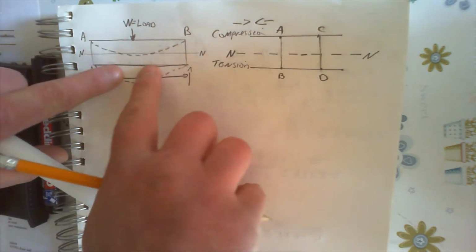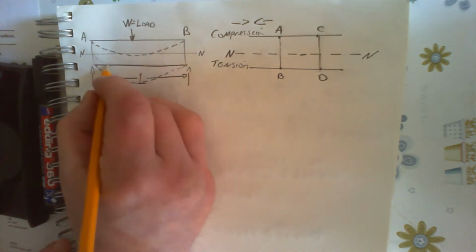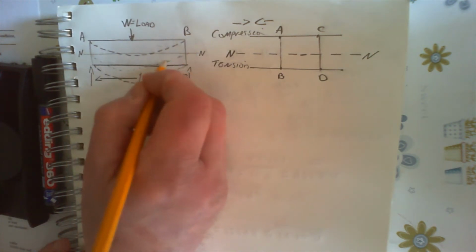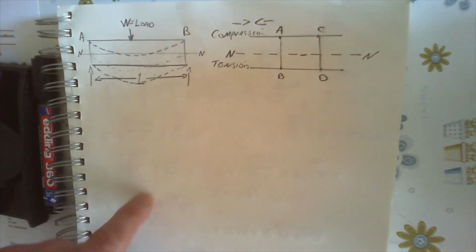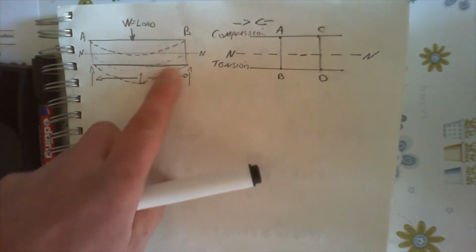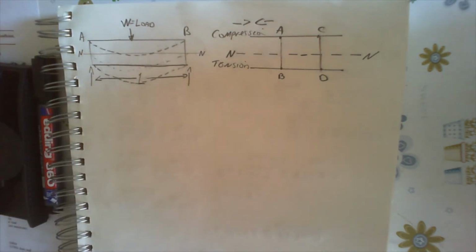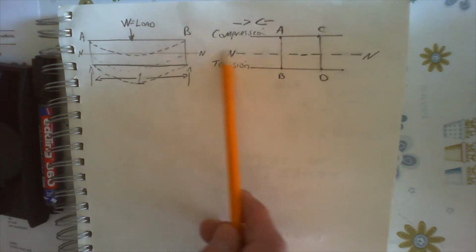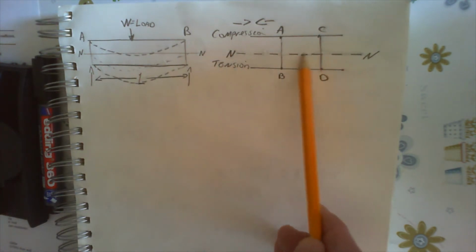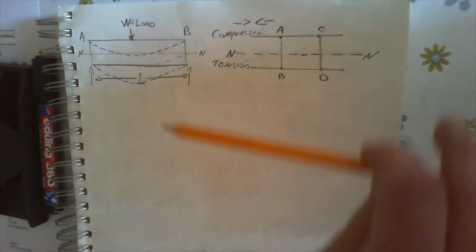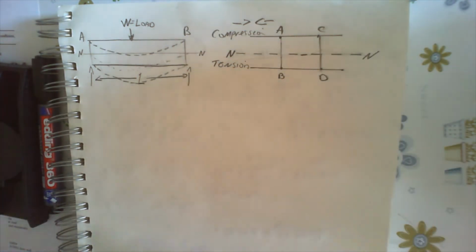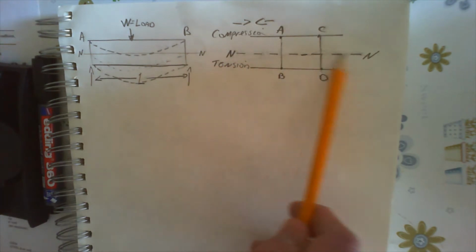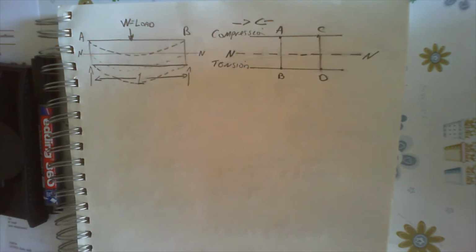The top is getting compressed together. We'll draw on the neutral axis on this one. It kind of looks like it changes length there, but we always have to assume the neutral axis doesn't change length, or we know it doesn't actually change length. Above it you have compression, below it you have tension. At the neutral axis it doesn't have tension or compression.